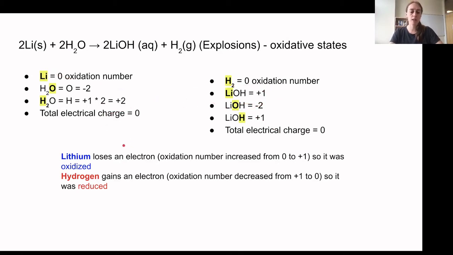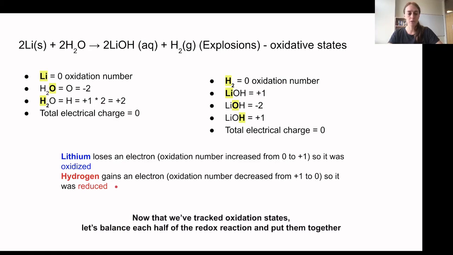So that was the thing that was oxidized. Our hydrogen gained an electron. We can see here that we went from +2 to 0. And we know that our hydrogen was reduced by gaining that electron. Now that we've tracked our oxidation states, we can balance each of these half redox reactions and then finally put them together.